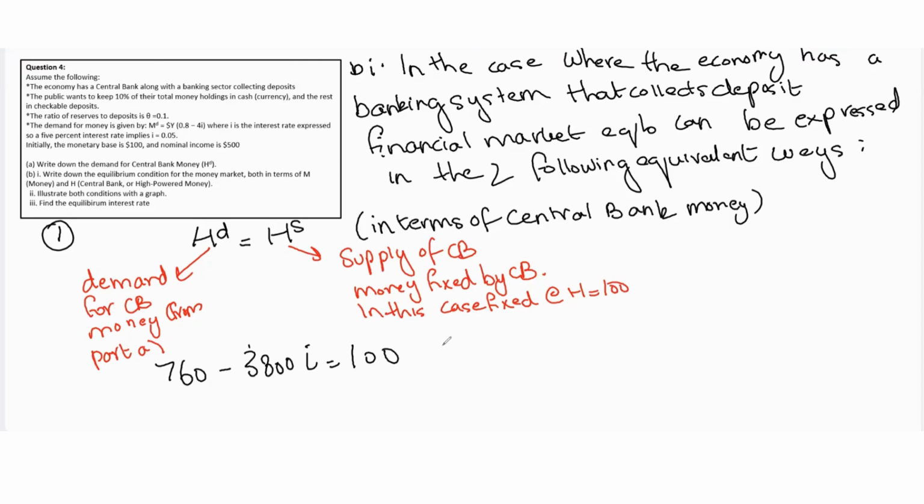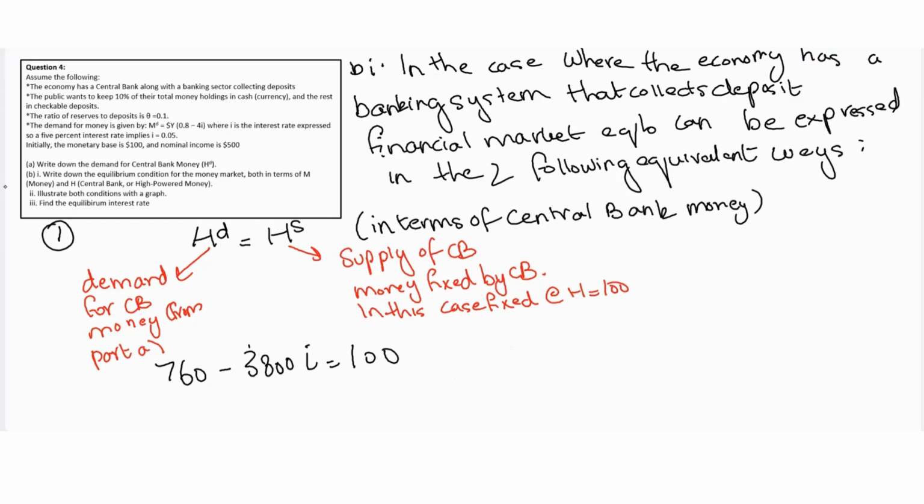So this is one way in which we can write financial market equilibrium. We will solve for the equilibrium and illustrate in part 3, so we'll do that in a bit. But the idea is this is one way that you can express financial market equilibrium in terms of central bank money, where demand for central bank money is equal to supply of central bank money. Let's look at the second way.